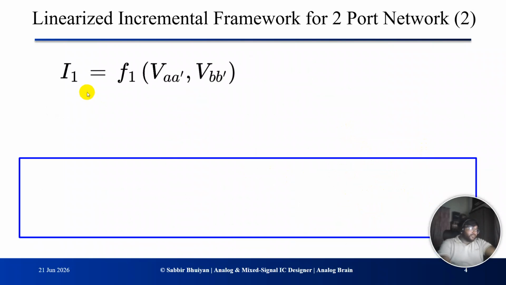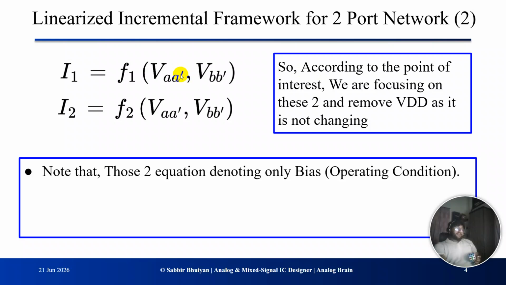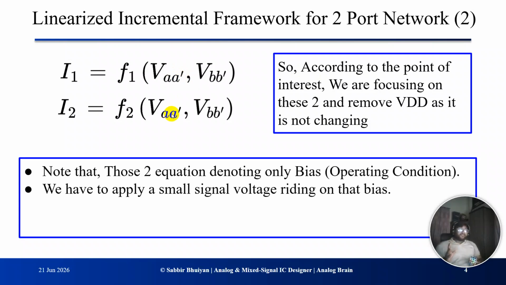So this is I1 equals F1 of VA prime, VB prime. This is I2 equals F2 of VA prime, VB prime. According to our point of interest, we are focusing on these two and removing VDD as it is not changing. Note that those two equations denote only the bias operating condition. So this I1 is actually IG, your gate current. This is a function of VA prime, VB prime. We are generalizing it. This VA prime is nothing but your VGS. This VB prime is nothing but your VDS.